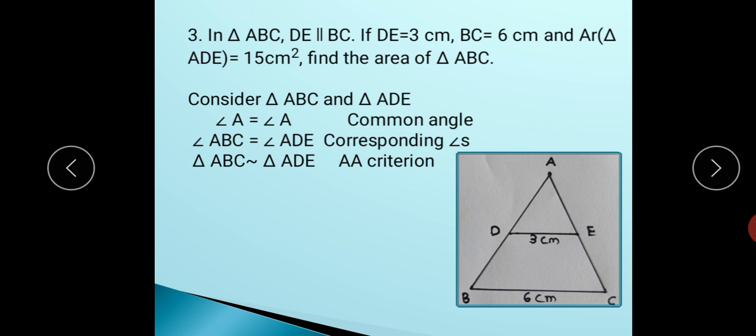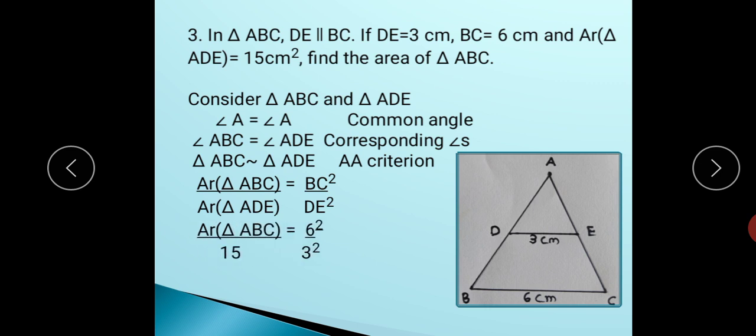Now we are free to use the theorem of areas of similar triangles. And the theorem is area of triangle ABC upon area of triangle ADE is equal to BC square upon DE square. Let's substitute. Area of triangle ABC, which is asked to find out, upon 15, that is given to you. BC is 6, so 6 square upon 3 square. So you get area of triangle ABC is equal to 36, that is 6 square, into 15, upon 3 square, 9.